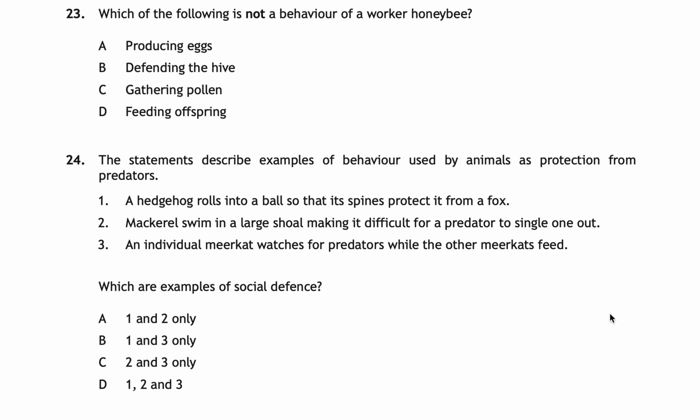And final page, everyone. So question 23 says, which of the following is not a behaviour of a worker honeybee? The correct answer for question 23 is A, producing eggs. So remember, workers are sterile. They do not produce eggs, they do not produce their own young. Their role in the hive is to gather pollen or food, they have to raise and feed the offspring, and they also have to defend the hive. So the only one of these behaviours that a worker honeybee would not do is A, producing eggs.